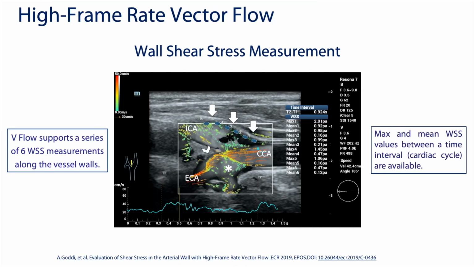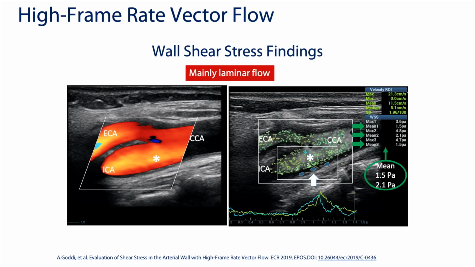V-flow supports a series of 6 wall shear stress measurements along the vessel walls. We can find maximum and mean wall shear stress values in a cardiac cycle. We'll take into consideration 3 clinical examples of wall shear stress findings in different flow conditions. In the first case, V-flow shows uniform laminar flow and the wall shear stress mean values appear to be normal.